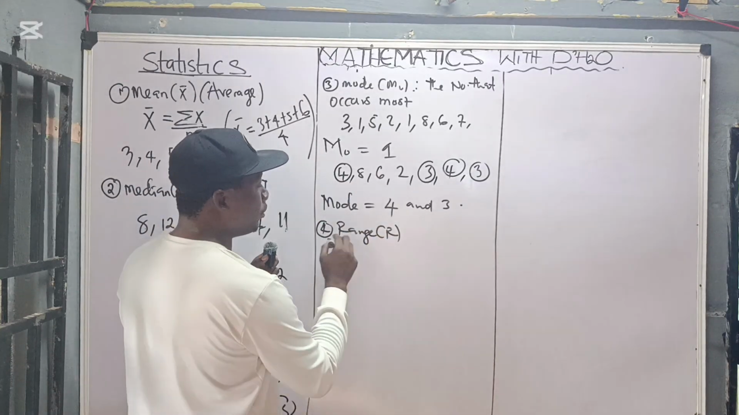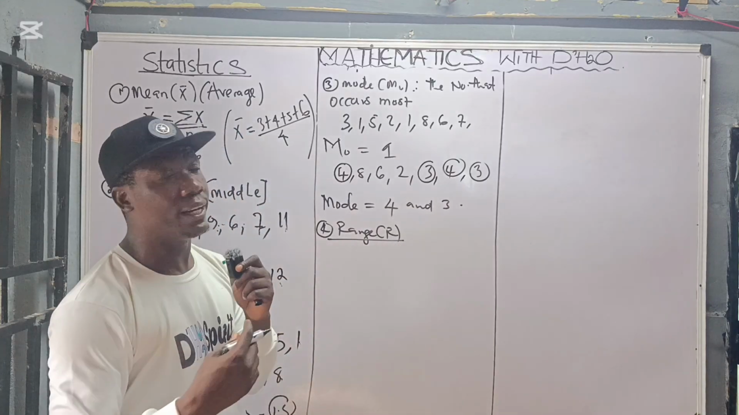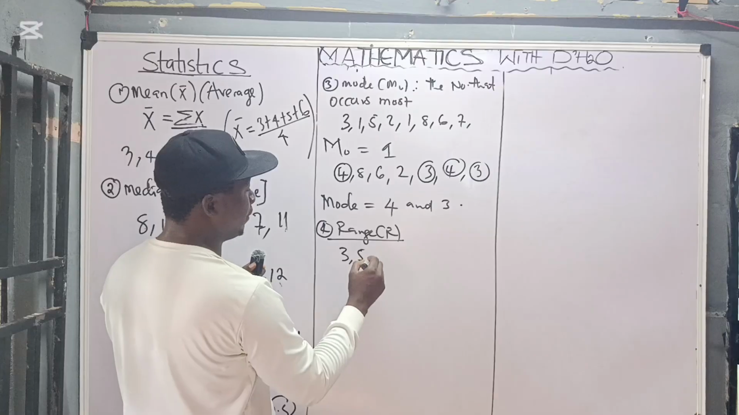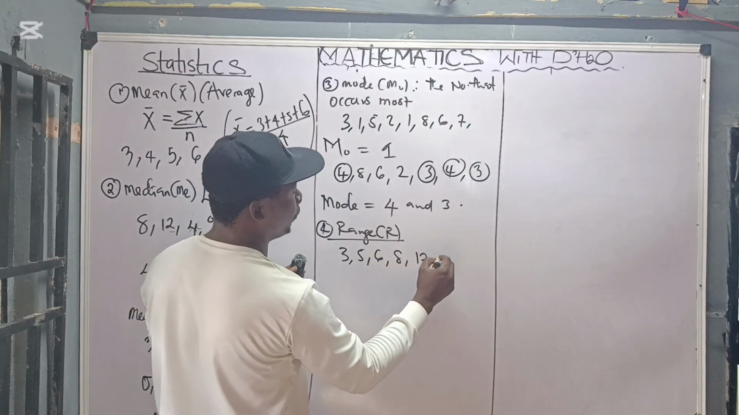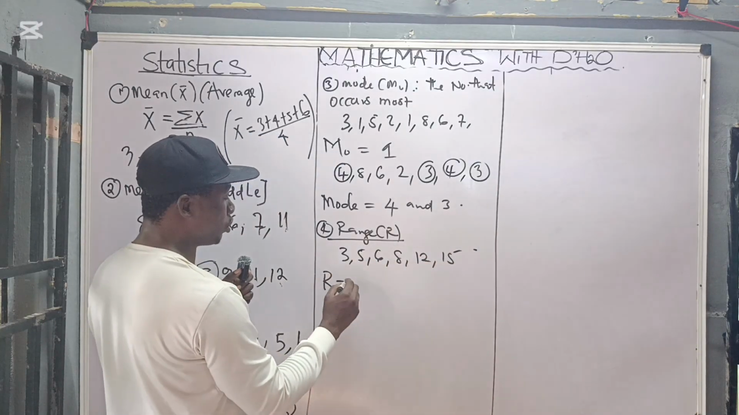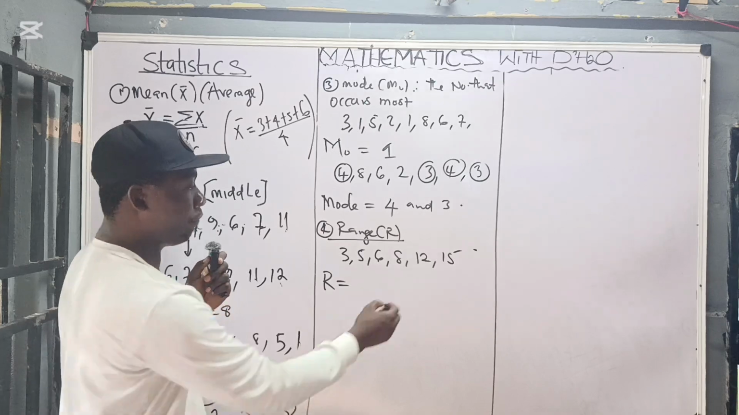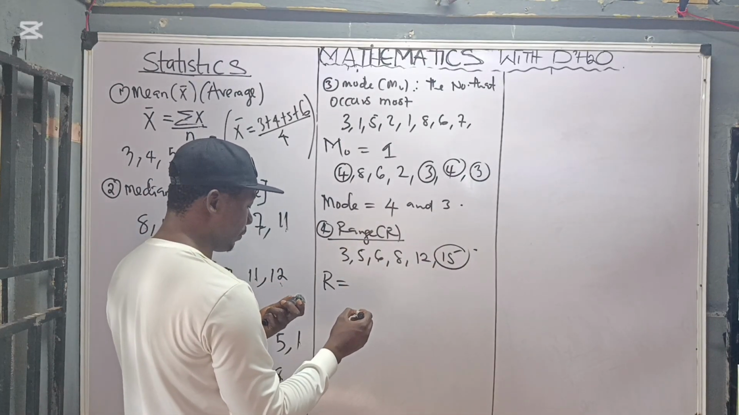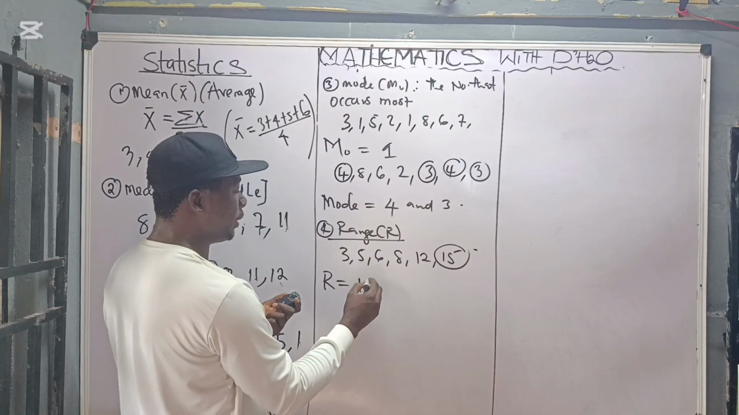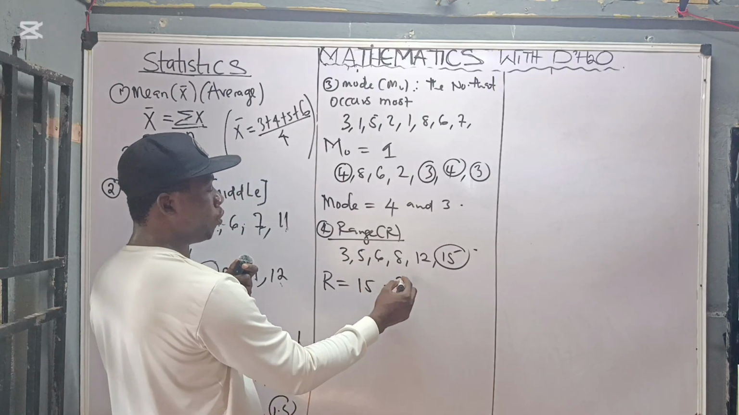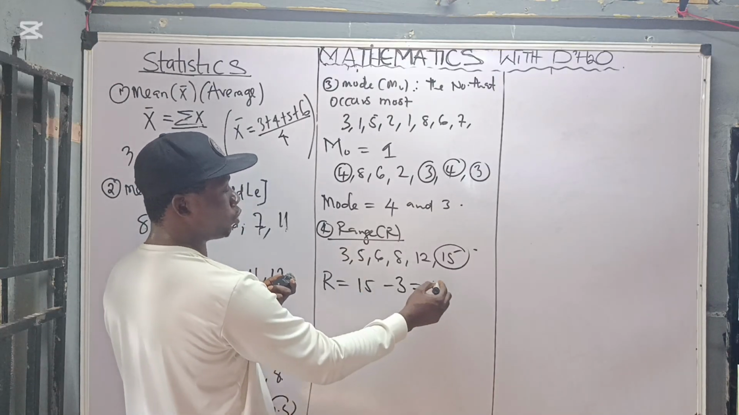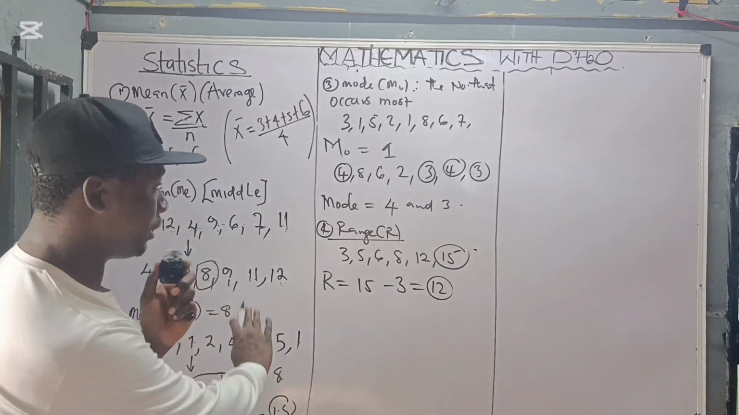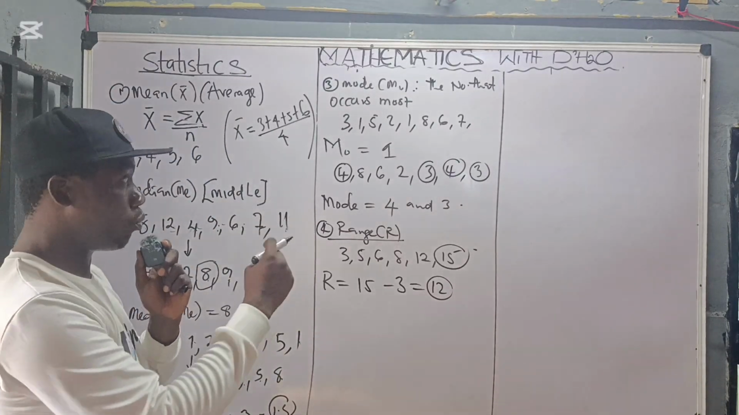Then number 4, we have what we call range. Range is the difference between the highest number and the smallest number. Let's say we have values like 3, 5, 6, 8, 12, 15. What would be the range of these numbers? The biggest number here is 15. The smallest number here is 3. 15 minus 3 gives us 12. That's it. So in primary sense, this is mean, median, mode, and range.